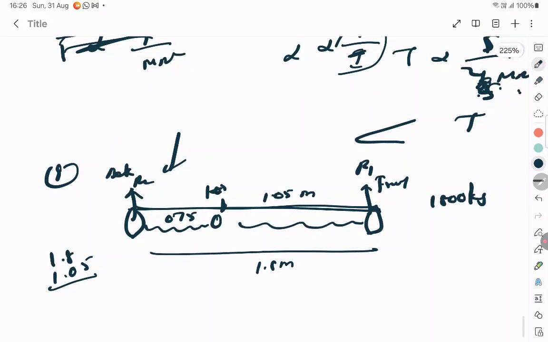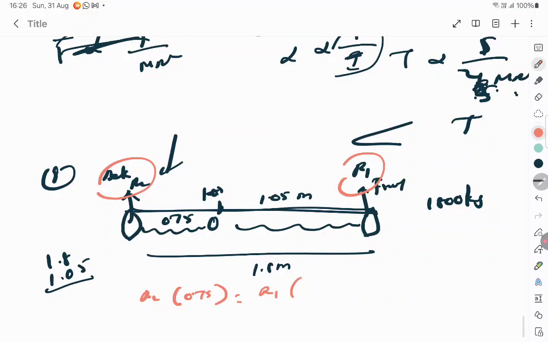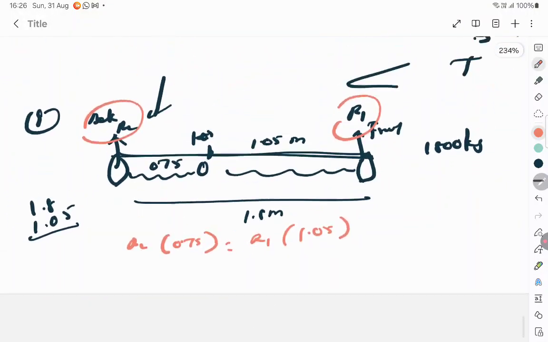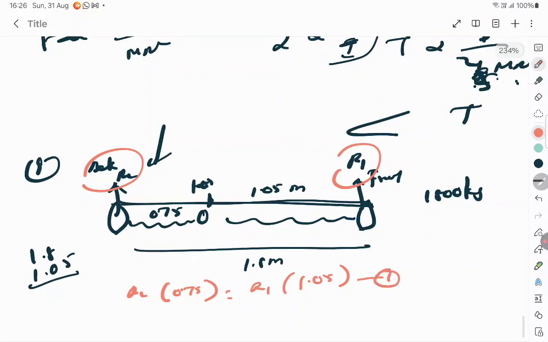You can just say that left moment is equal to right moment. So R2 into 0.75 will be equal to R1 into 1.05. This is the first equation you get.